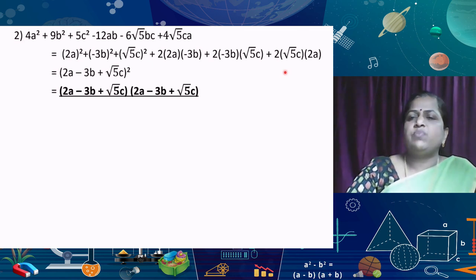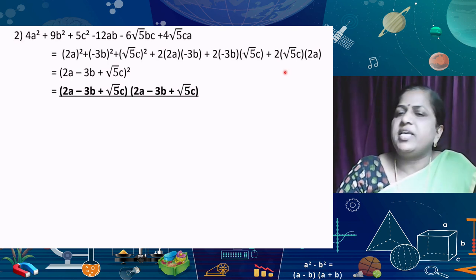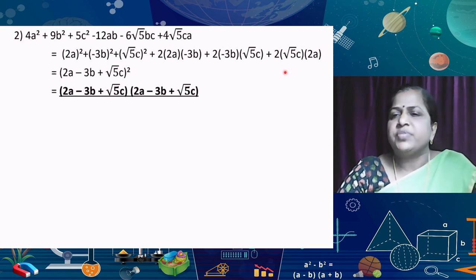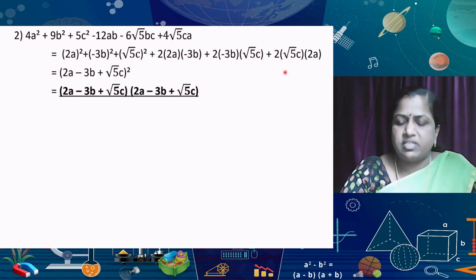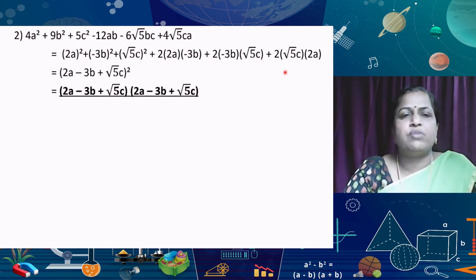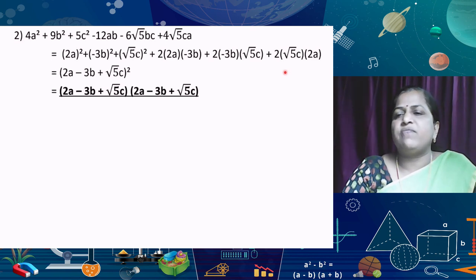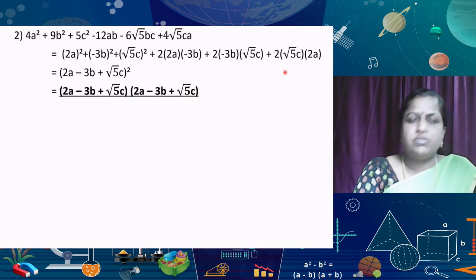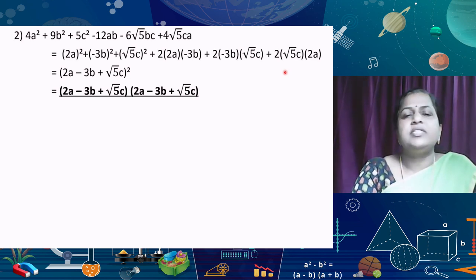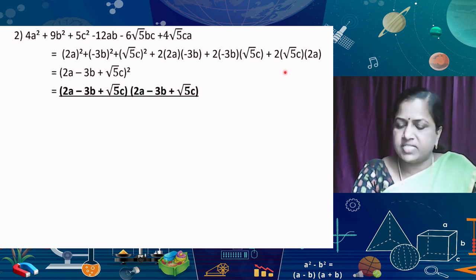In this way, algebraic expressions, that is polynomials, any type of polynomials can be factorized by using identities. When we are given a polynomial, we can factorize it by first checking whether any common factor is there or not. Second, we can use identities. And third, we can split the middle term. We learned last year how to find the factors by using middle term split also.